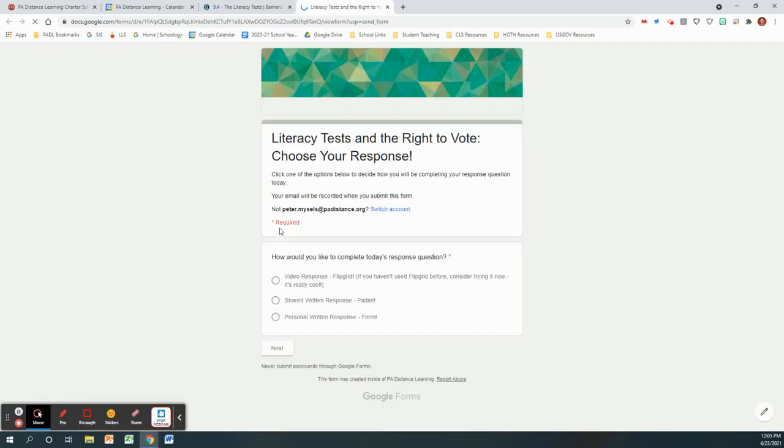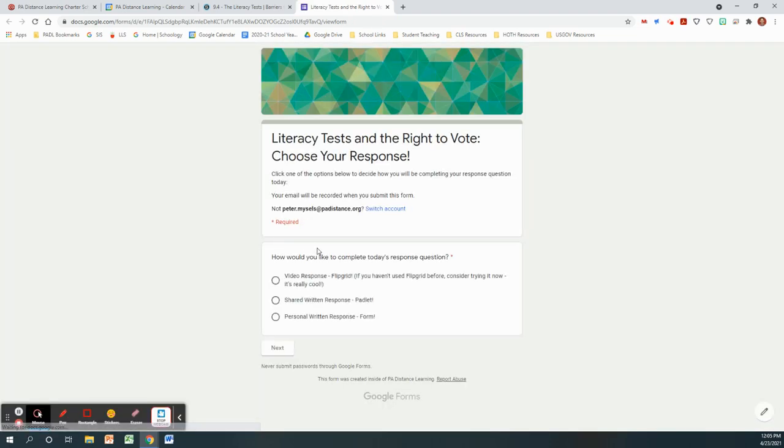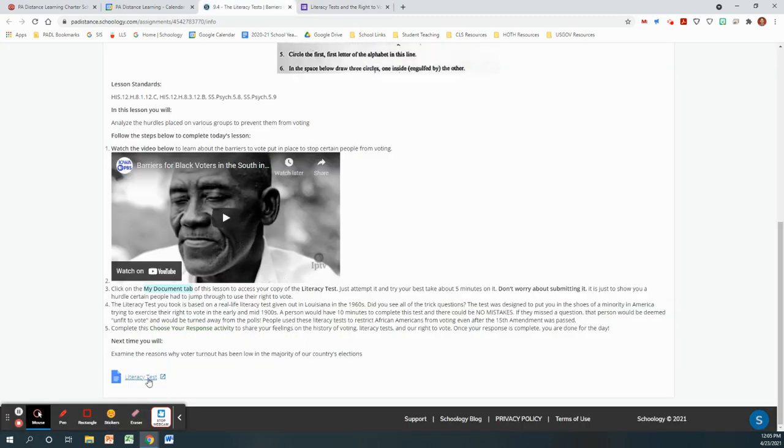Once you do that and you've watched the video, you're going to go into this choose your response activity. The choose your response activity is going to give you two different options to show what you learned from this lesson. Technically three. A video response, you can do a Flipgrid, a Padlet response, which is like a group shared written response, or just a personal response in the form of a Google form.